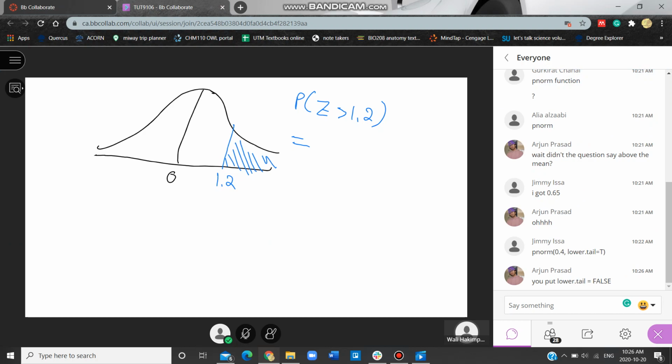Left, how can we get everything to the right? Yeah, let's say we don't want to change the lower tail. We want to always keep that the same.